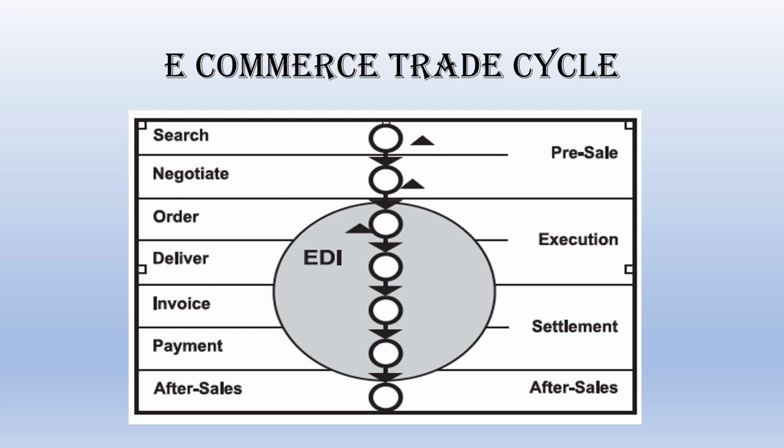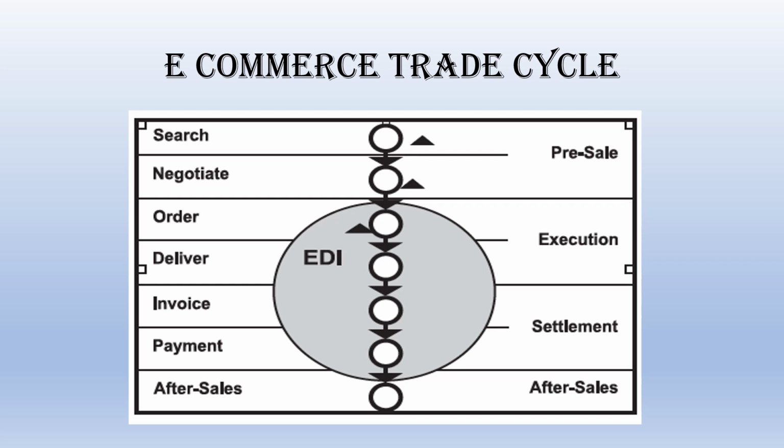who offers good quality products at a cheaper price, and then the consumer agrees to the terms followed by the supplier. So the pre-sale stage consists of two steps. The first one is search and the second one is negotiate.